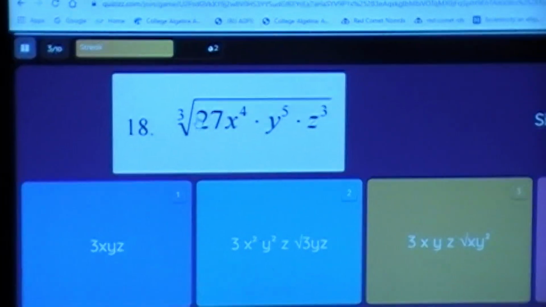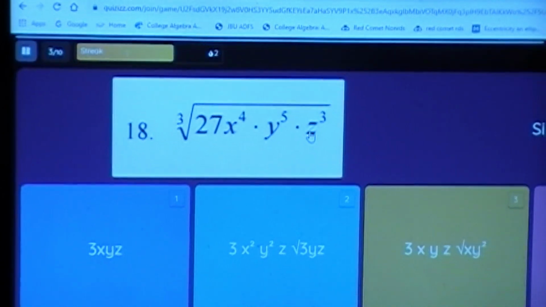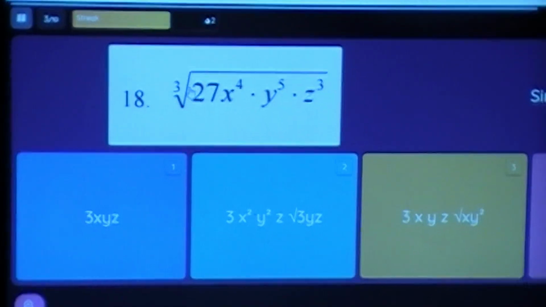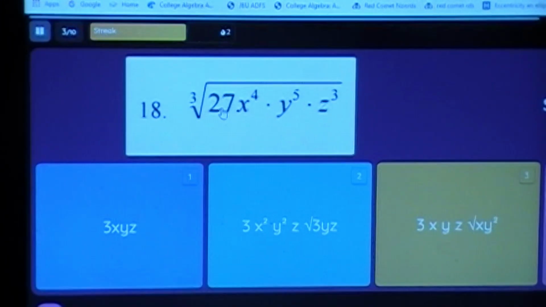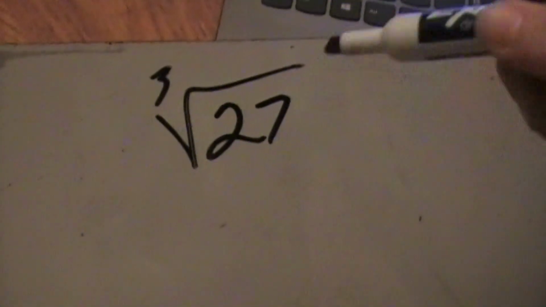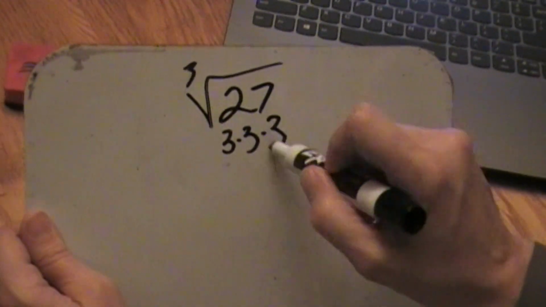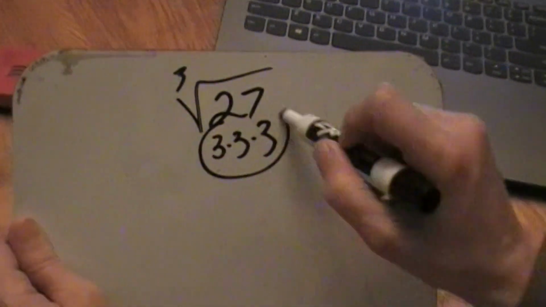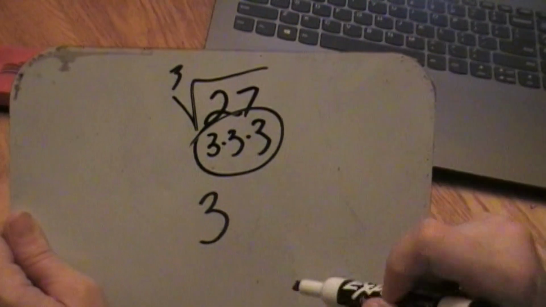All right, the cubic root of 27 times x to the 4th times y to the 5th times z to the 3rd power. Now the square root meant what times itself gets you this number. But this is a cubic root. So the cubic root of 27 is saying what times itself 3 times gets you 27. And that would be 3 times 3 is 9 times 3 is 27. So we take out one of those to get 3. So the cubic root of 27 is 3.